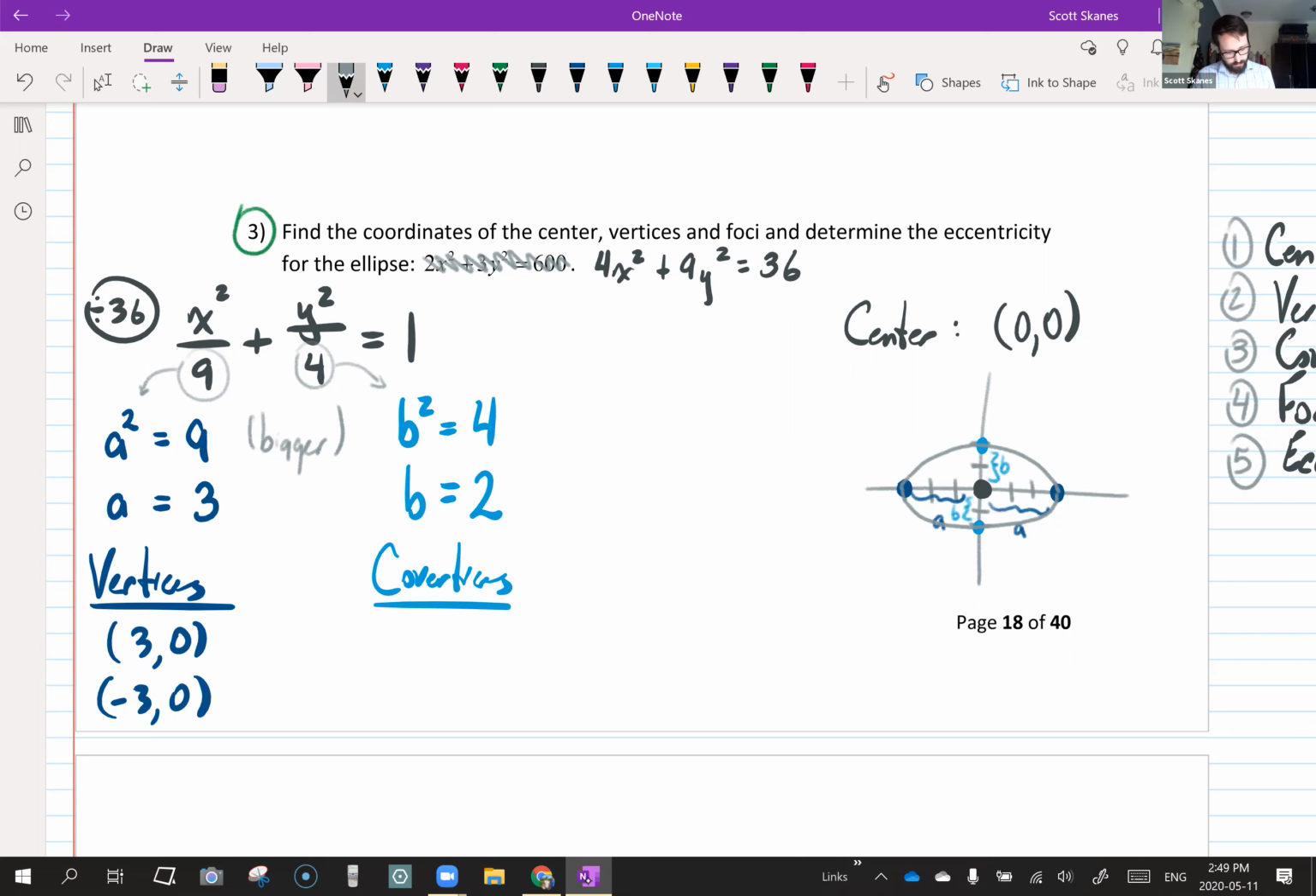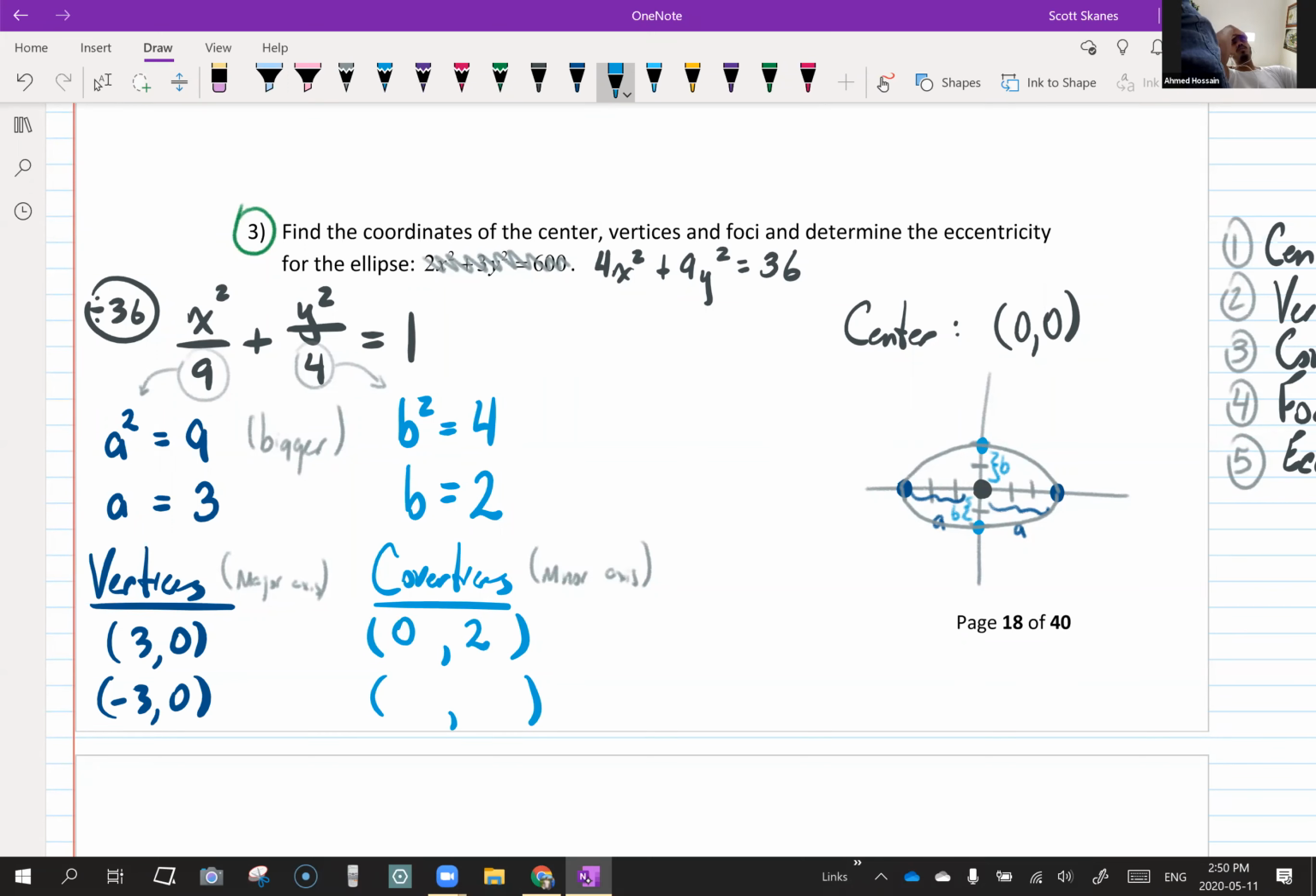Sorry, vertices major axis, co-vertices minor axis, smaller axis. Minor means small. What are my co-vertices? I've got 2 of them. You can look at it right from my diagram. You can see what they are. It's 0, 2, and 0, -2. Perfect. Okay, thank you. That's exactly what they are.